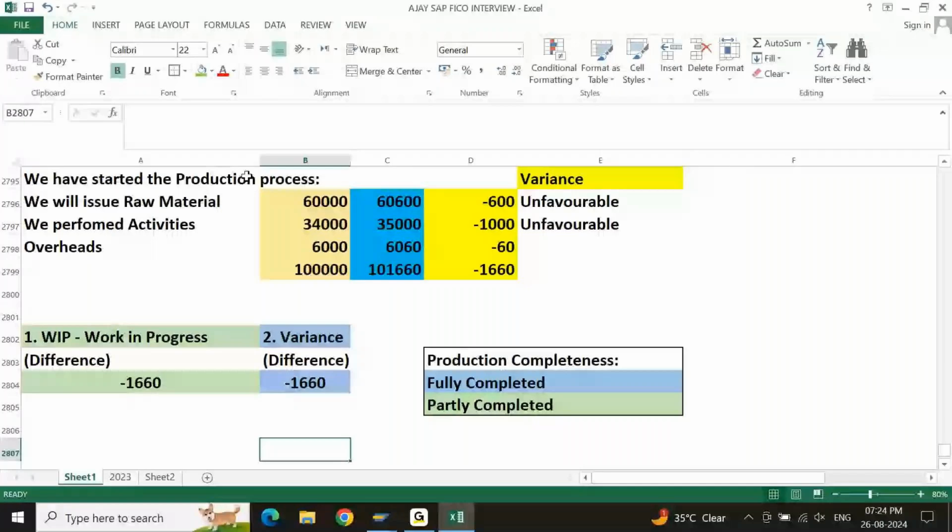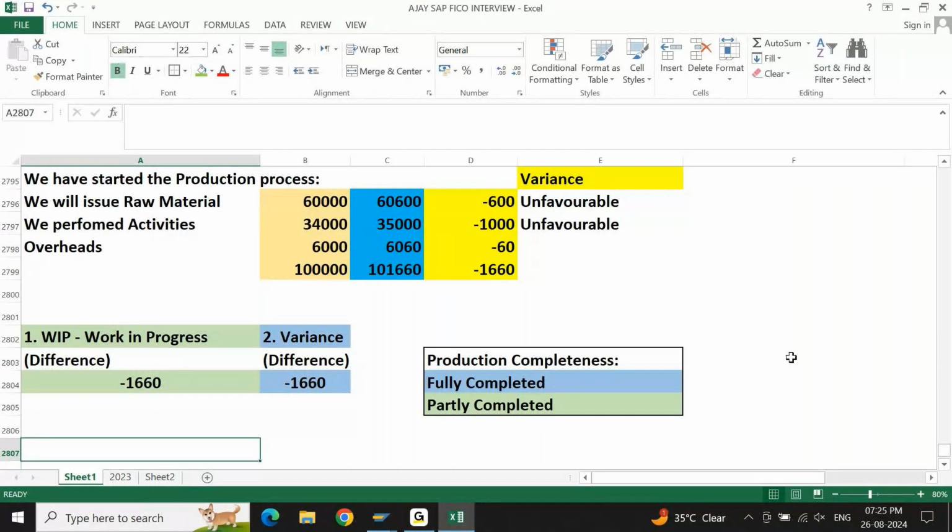Is the secondary cost element entry in S/4HANA the same as in ECC? It is the same entry here and there. No change.